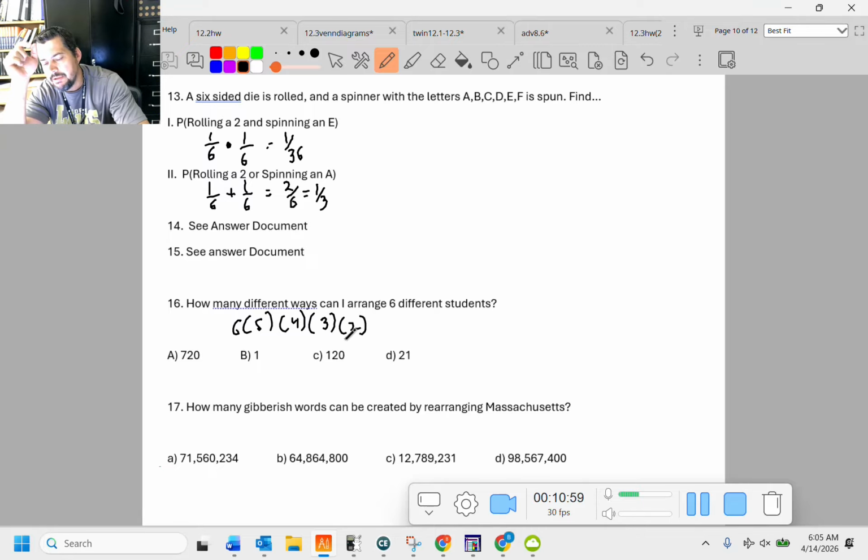I've picked them, now I can pick 2. And then 1. It's 720. It's the fundamental counting principle.